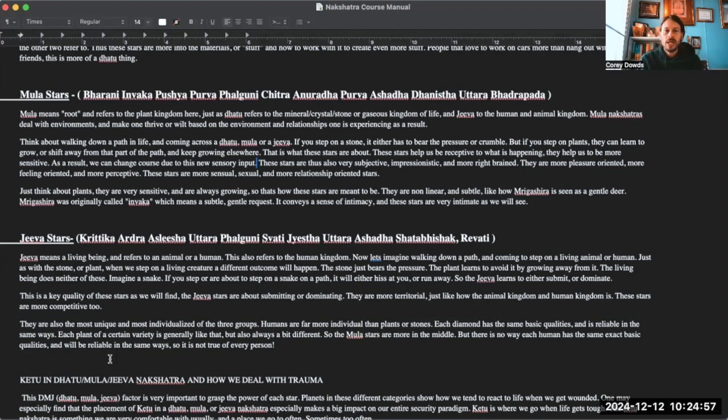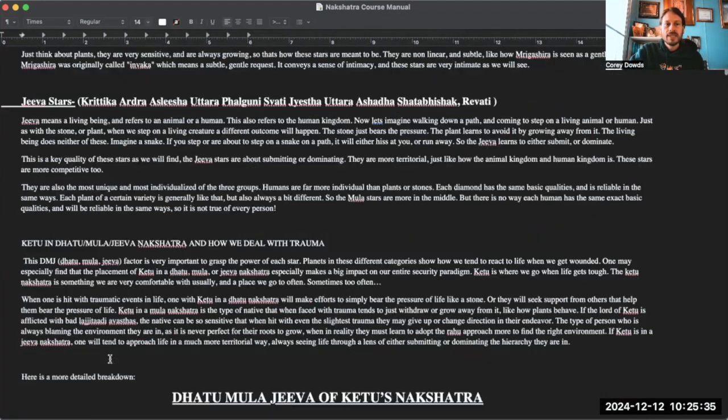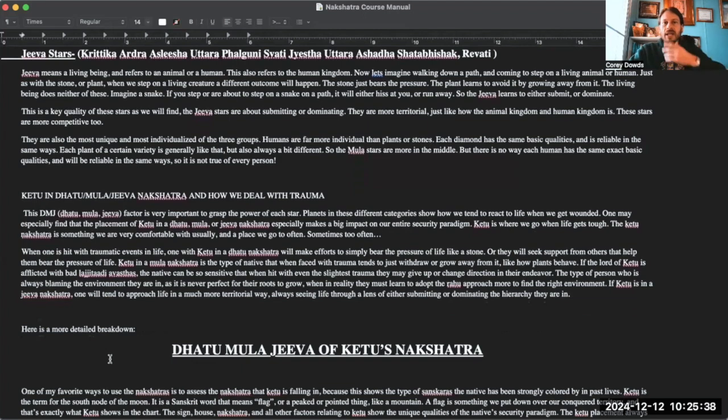They're the most individualized of these three groups, just like how humans are far more individualized than stones and plants, which are also individual. But each diamond has the same qualities and is reliable in the same ways, but each human is not really reliable in the same ways, right? So that's kind of how you should think of the difference of these stars. And the Mula stars are sort of in the middle of that, where they have some individuality and some consistency. But these Jiva stars are the most individual, and have such unique qualities. So if you work with this, it's really, really fascinating.